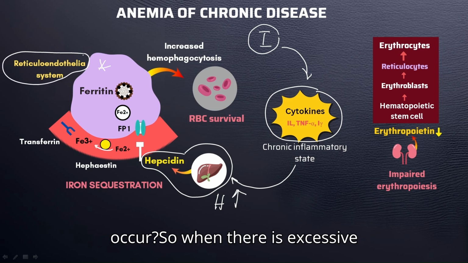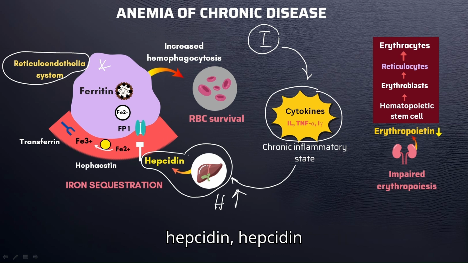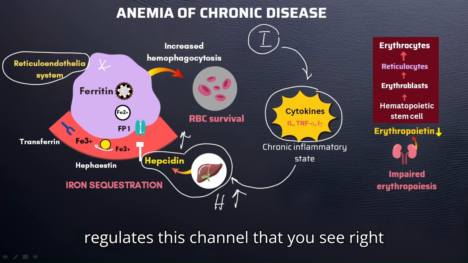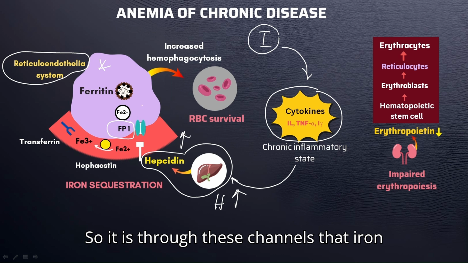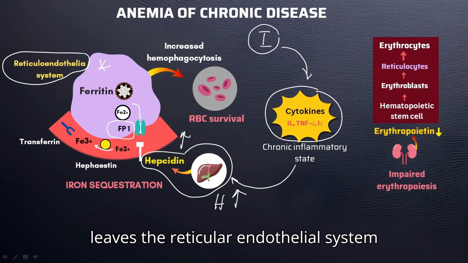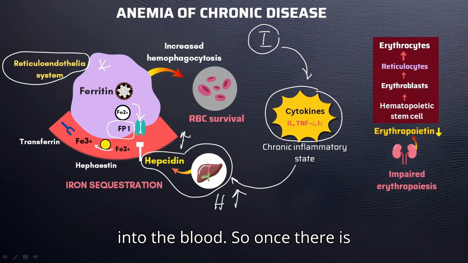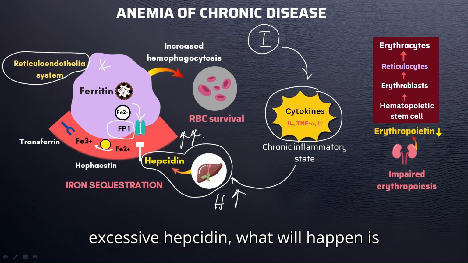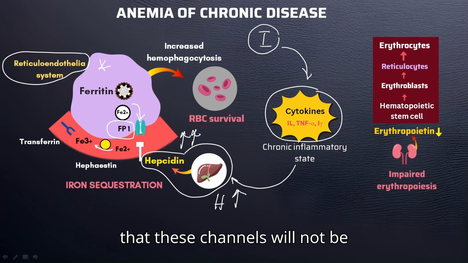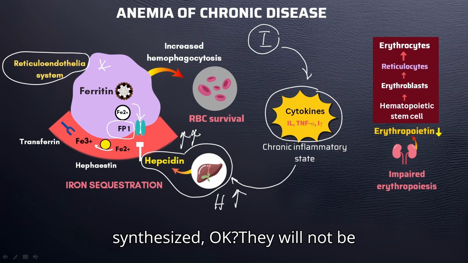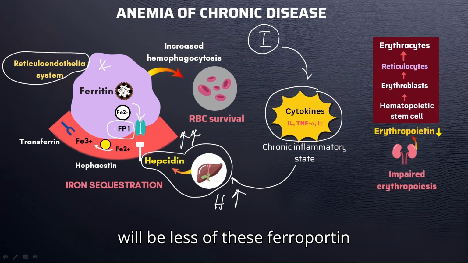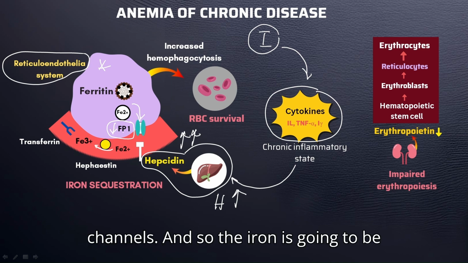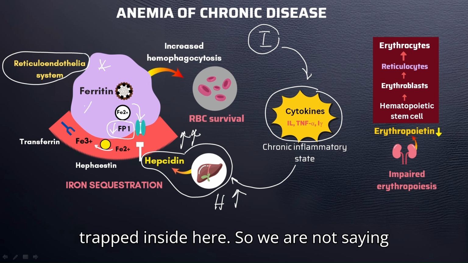And how does that occur? So when there is excessive hepcidin, it regulates this channel that you see right here called ferroportin 1. So it is through these channels that iron leaves the reticuloendothelial system into the blood. So once there is excessive hepcidin, what will happen is that these channels will not be synthesized. They will not be expressed on the membrane. And so there will be less of these ferroportin channels, and so the iron is going to be trapped inside here.